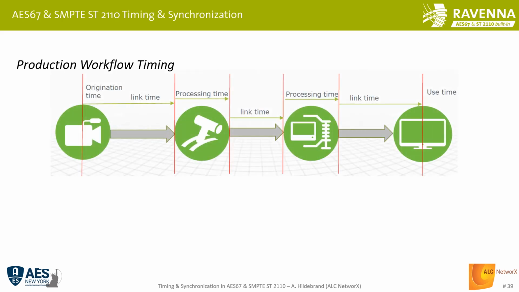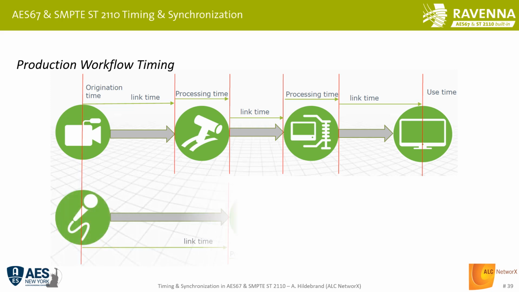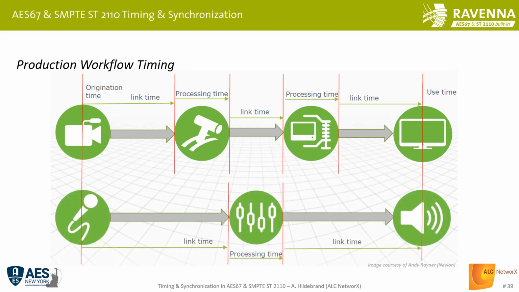So let's have a quick look at a production workflow example, which makes it a bit more understandable. Let's say we have a camera feed which crosses a processing device and another processing device and is then to be displayed or played out on a display. And we have an audio signal coming from a microphone running through a mixer, for example, and it's then designated for a loudspeaker. And it's immediately understandable that the time the audio signal needs to pass through the chain until it reaches the speaker is shorter than the time of the video signal passing through its processing devices.